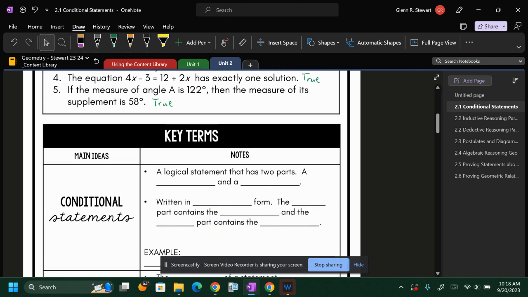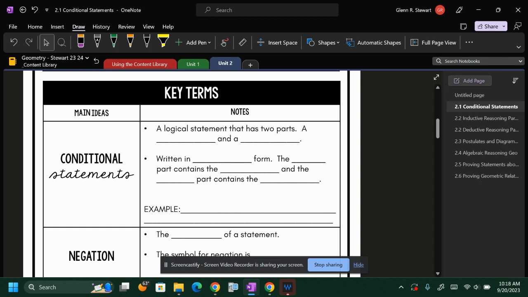All right, so today's main ideas and key terms. We're going to talk about what conditional statements are, negation, and a few other different types of vocab. First, conditional statements. A conditional statement is a logical statement that has two parts. It has a hypothesis, or a start, and a conclusion. They are written in if-then form.